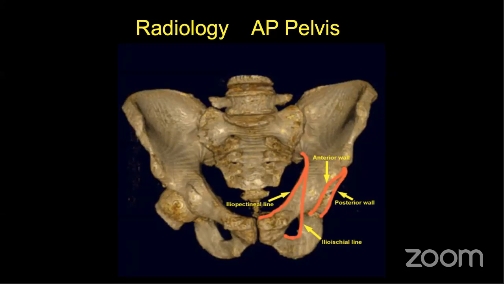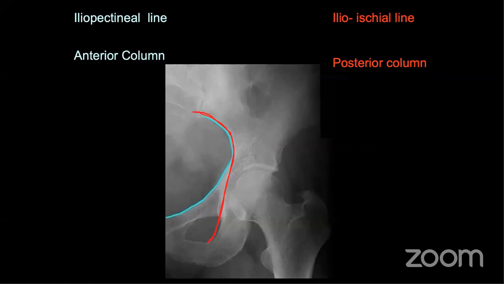And as far as the acetabulum fractures are concerned, try and draw these 4 lines: the iliopectineal line, ilioischial line, and the lines which represent the anterior and the posterior wall. These are visible on an AP pelvis, and what happens is they are condensations of bone. So when the X-ray beam passes through the pelvis, these appear as the lines.